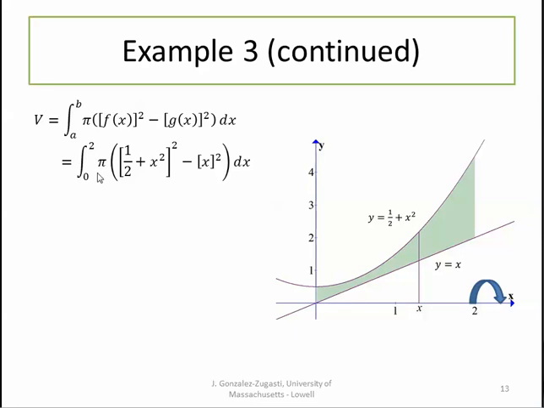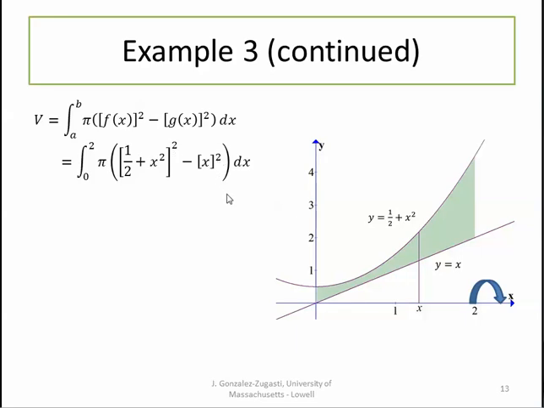And then pi, and now I take the function on top and square it. So that's the 1/2 plus x squared. And then I subtract the function on bottom squared. So that's x squared. And it's really important here that you do the square of the first function minus the square of the second function. It's not the same as taking the difference of the two functions and then squaring it. So be really careful about making sure you put the squares in the right place.